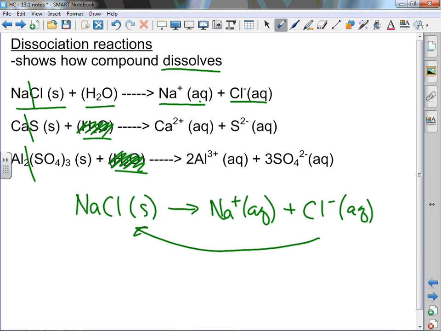It's kind of like going the opposite direction of figuring out a chemical compound's formula. We have the 2 ions. Sodium's a +1 charge, chlorine's -1 charge. +1, -1 go together, cancel out. Boom, we have our compound.